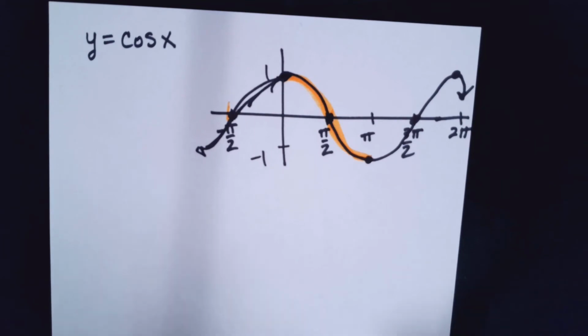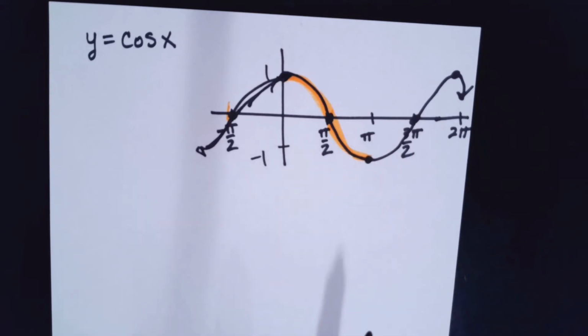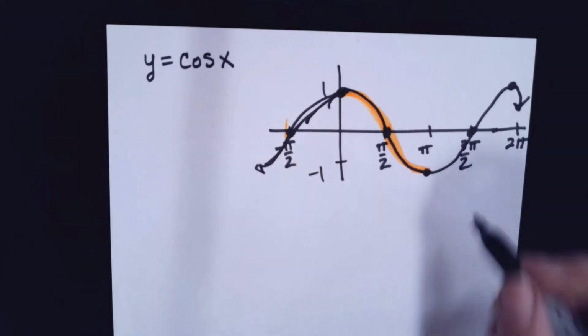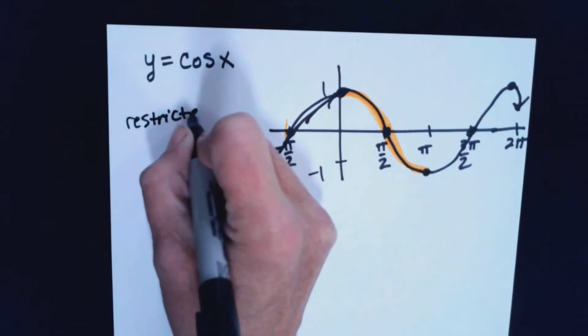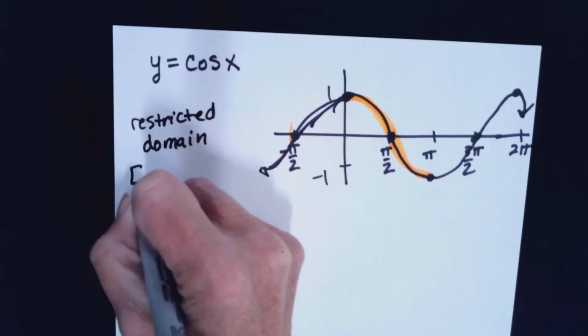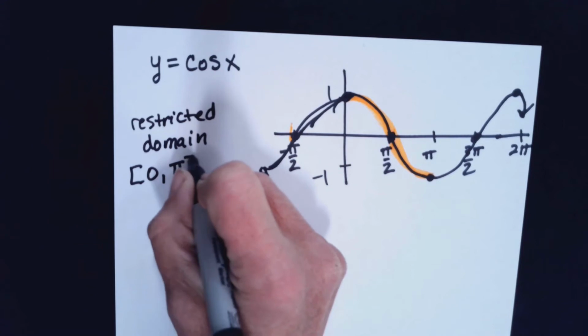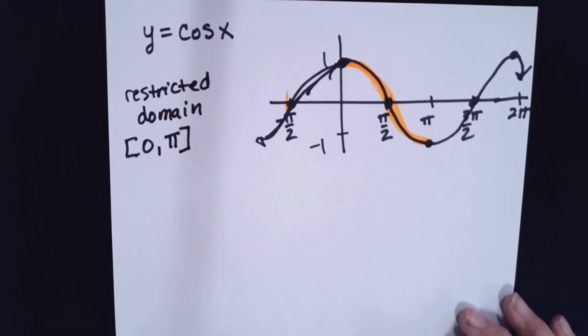Do you see how from 0 to pi, now this is going to be a one-to-one function. It's going to pass our horizontal line test. So now we can restrict the domain to 0 to pi so we can have an inverse. And this is just to have an inverse here.